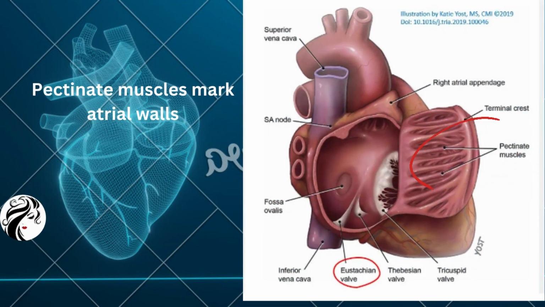Every muscle has a name. Myocardium makes the muscle of the heart, but there is also a name for the atrial muscle and the ventricular muscle. The pectinate muscle basically marks the atrial wall.